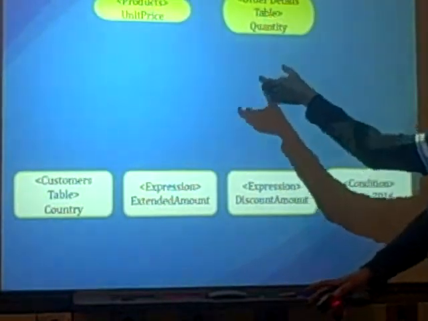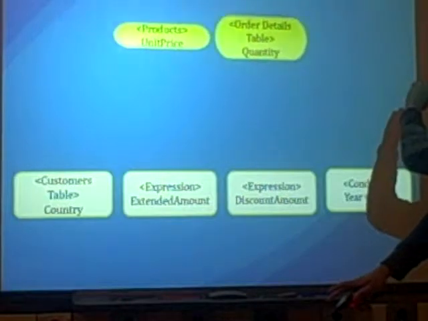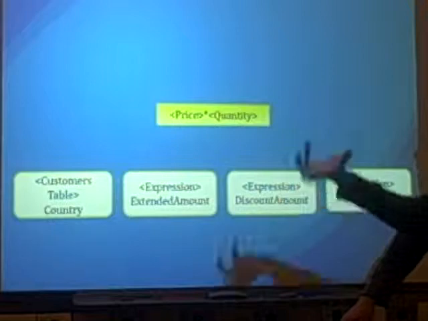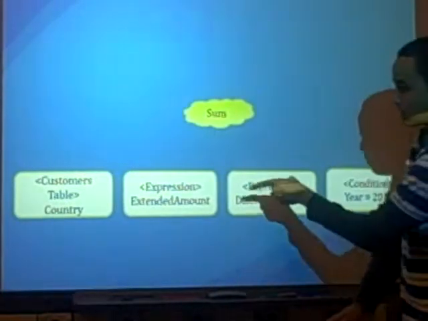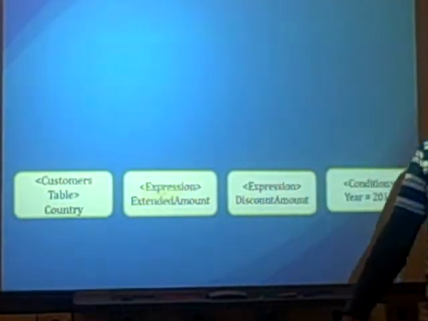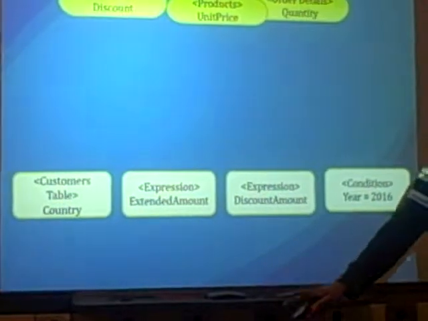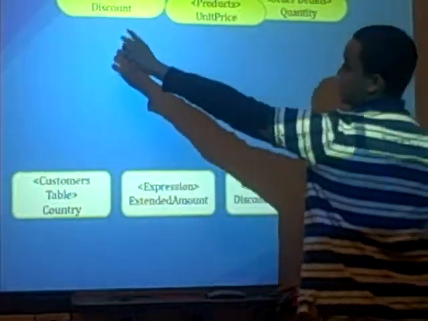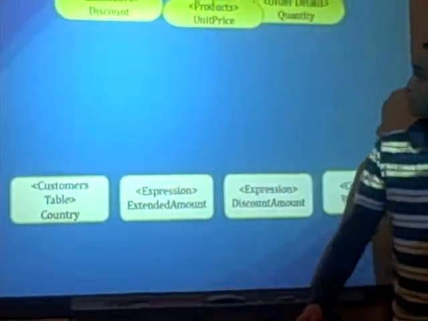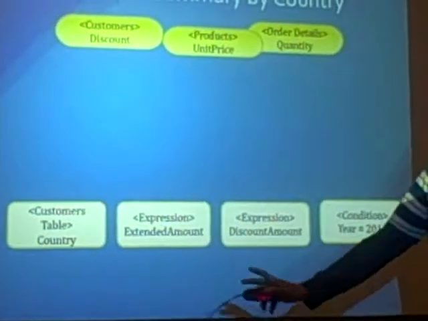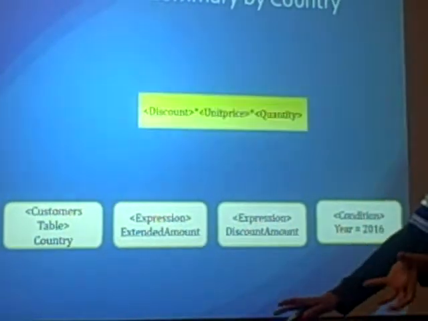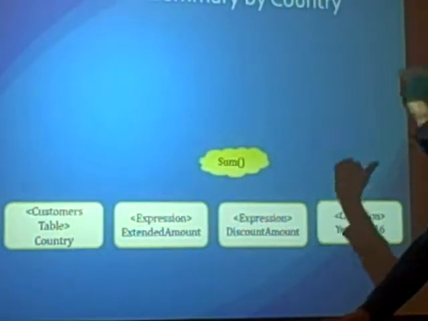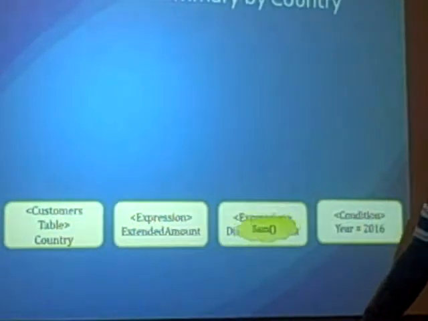First, we took unit price by quantity. Now the formula. Then we summarize all the results by country, and that goes to its standard amount. Now I'm going to talk about discount amount. It's the same calculation as standard amount, but in this case we took discount, discount by customers. Everything's multiplied. Then that goes to summarize, and then discount amount.